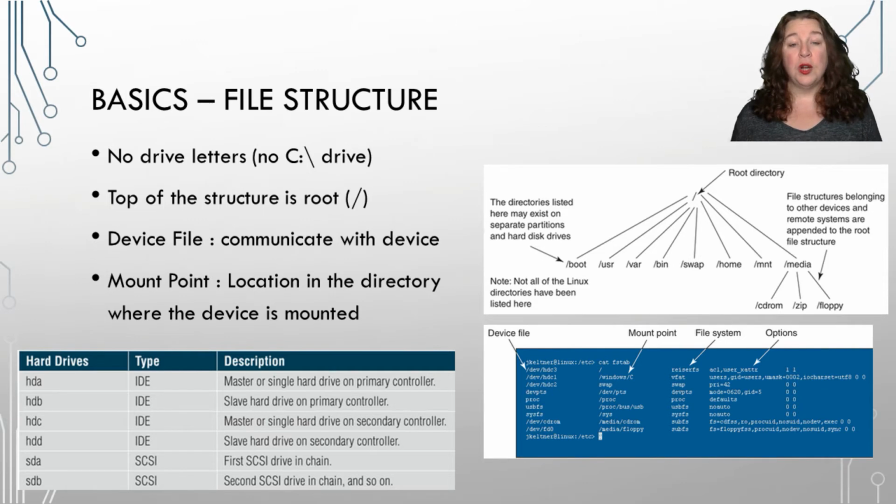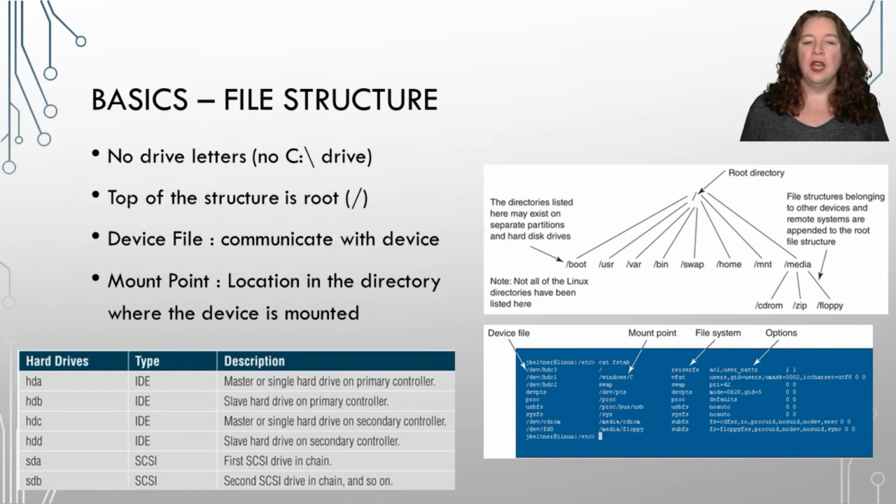There are hard drives that we reference, and this is a little strange for people that haven't ever used Linux before. The hard drive for the master, or if there is a single hard drive, is going to be HDA, hard drive A. That's kind of like your C drive. It's the master drive, the first one. HDB is what we call the slave hard drive on the primary controller. So it's a hard drive that is still on your primary controller, but it's a slave.